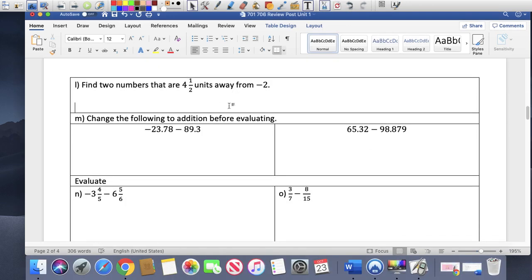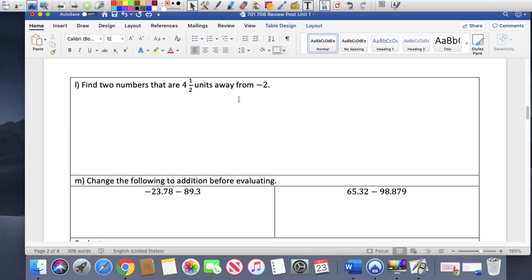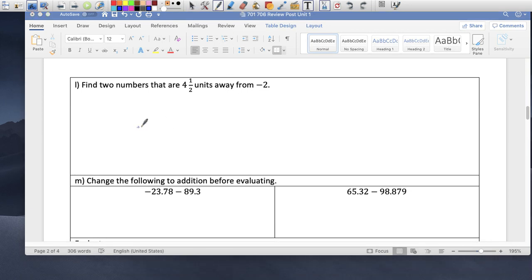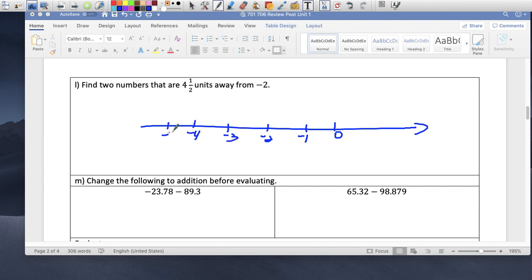Find two numbers that are 4.5 units from negative 2. The best way to do this is draw a number line. So here's 0, negative 1, negative 2, negative 3, negative 4, negative 5. I'm going to need a few of these numbers, negative 6. Over here, I'm going to write 1 and 2. So we're at negative 2. What numbers are 4.5 units from that? Well, let's go to the right first. 1, 2, 3, 4, and 4.5.